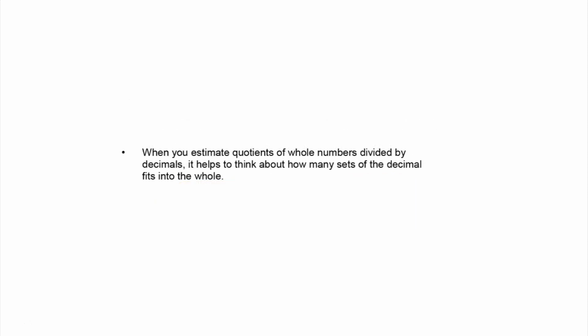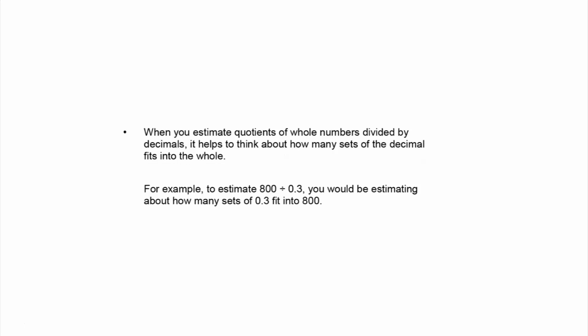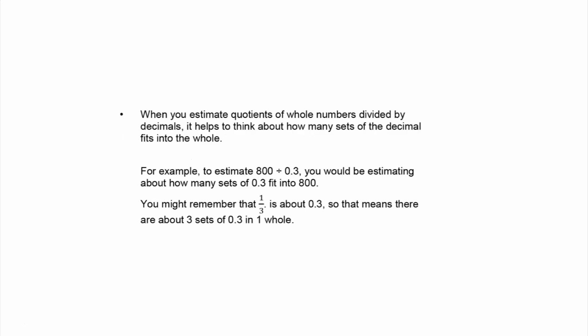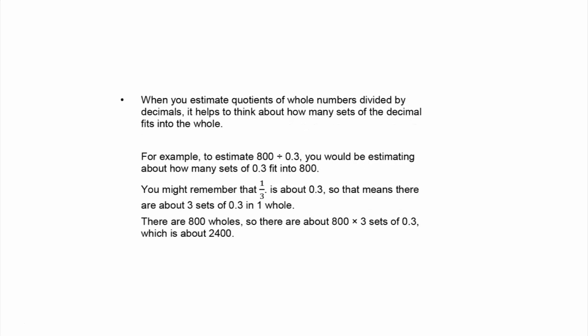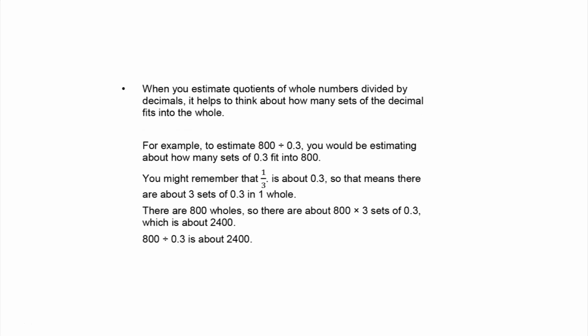When you estimate quotients of whole numbers divided by decimals, it helps to think about how many sets of the decimal fits into the whole. For example, to estimate 800 divided by 0.3, you would be estimating how many sets of 0.3 fit into 800. You might remember that 1/3 is about 0.3, so that means there are about 3 sets of 0.3 in one whole. There are 800 wholes, so there are about 800 times 3 sets of 0.3, which is about 2,400. 800 divided by 0.3 is about 2,400.